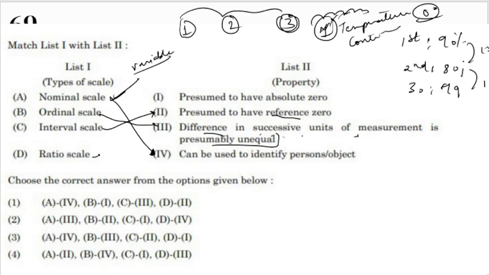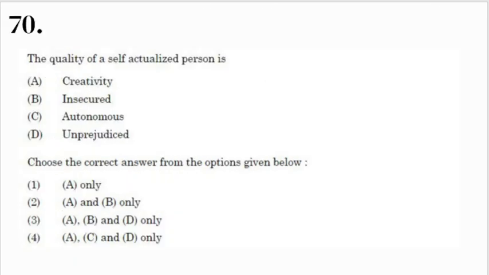And ratio scale will have an absolute zero, such as weight, height, length, etc. Right? So A is 4, B is 3. So it gives our answer. It is 3. Moving ahead to question number 17.